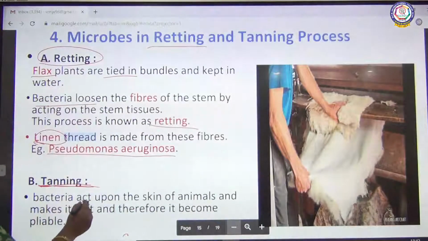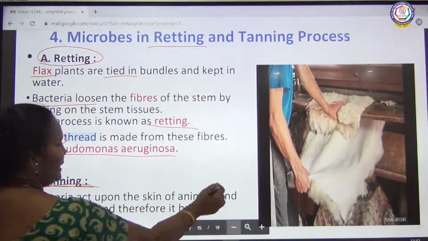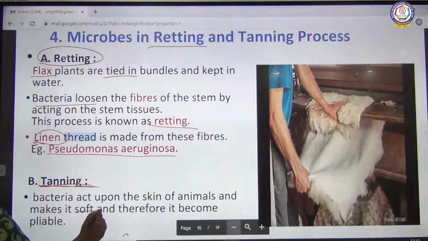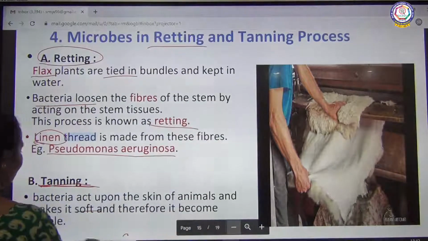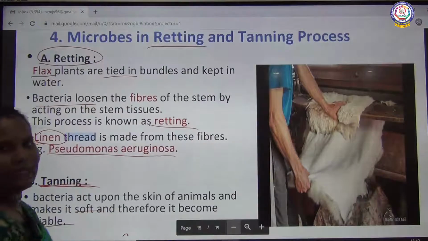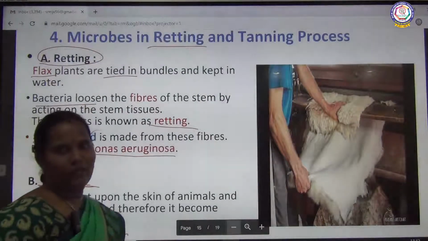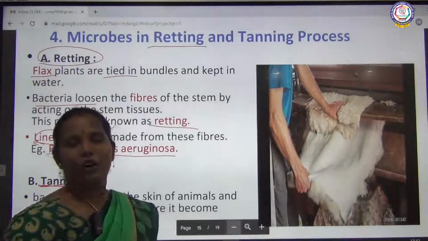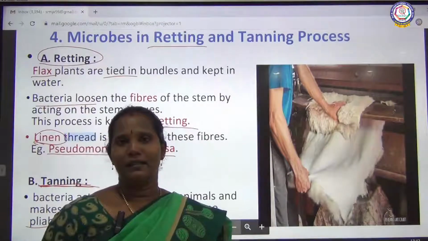Bacteria act upon the skin of animals and make it soft, and therefore it becomes pliable. Pliable means it can be separated and made into a cloth. Isn't it? I think this topic is very clear to you.